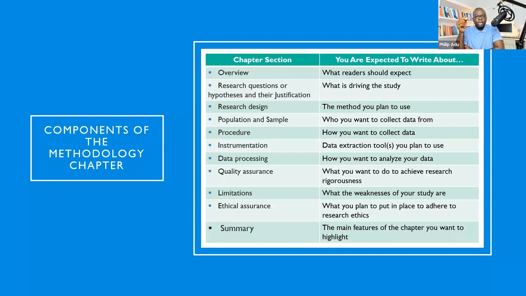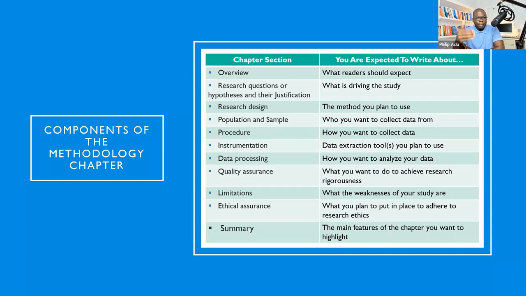And also you have to think about your research design and then try to describe the research method that you are using and why you are using it. Another one is the population and sample. Where are you going to get access to your participants? Who are your participants? How are you going to sample them? What sampling strategy are you going to use? You also have to think about the procedure.